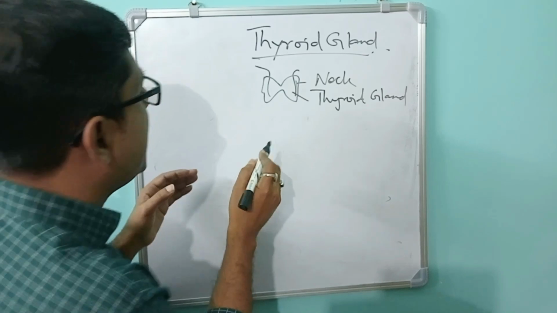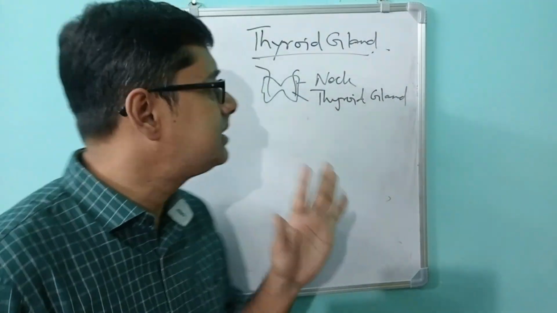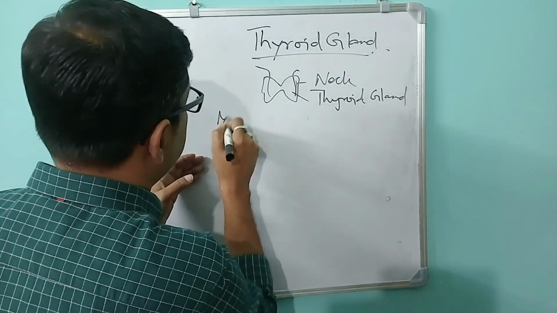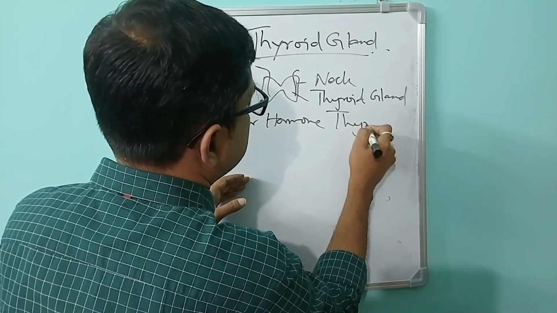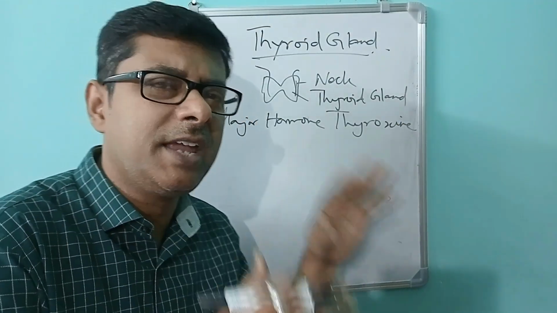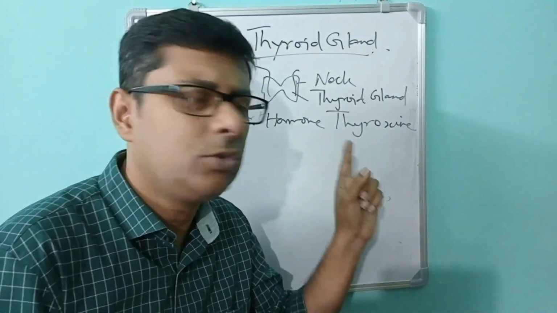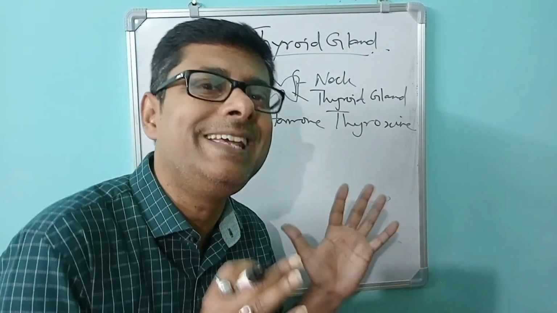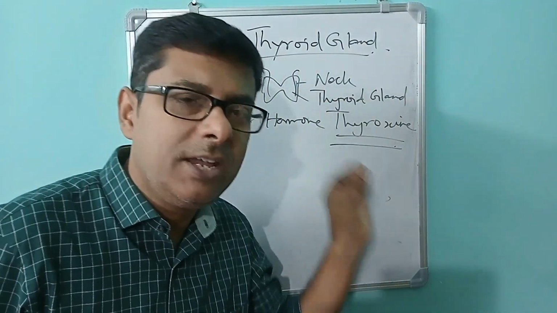Clear? Now this thyroid gland releases 3 hormones basically, but we will discuss the major hormone, which is in your syllabus, thyroxine. After thyroxine come triiodothyronine and calcitonin, which are also hormones released from the thyroid gland, but the most important hormone released by the thyroid gland is thyroxine. Now we will discuss this thyroxine hormone.